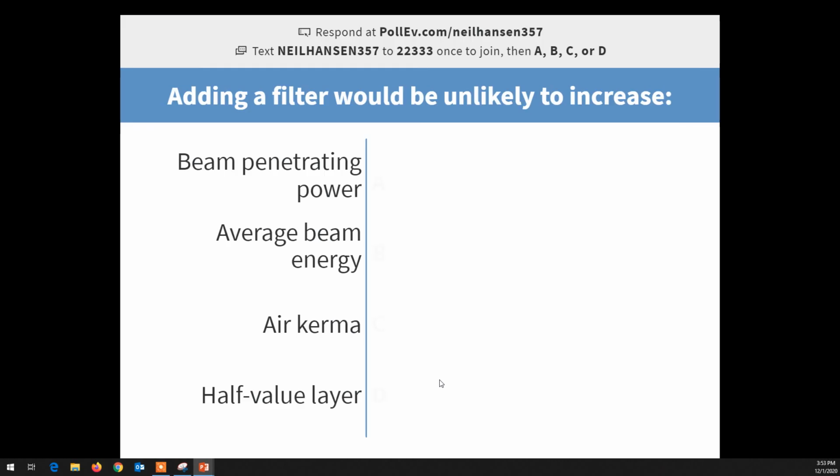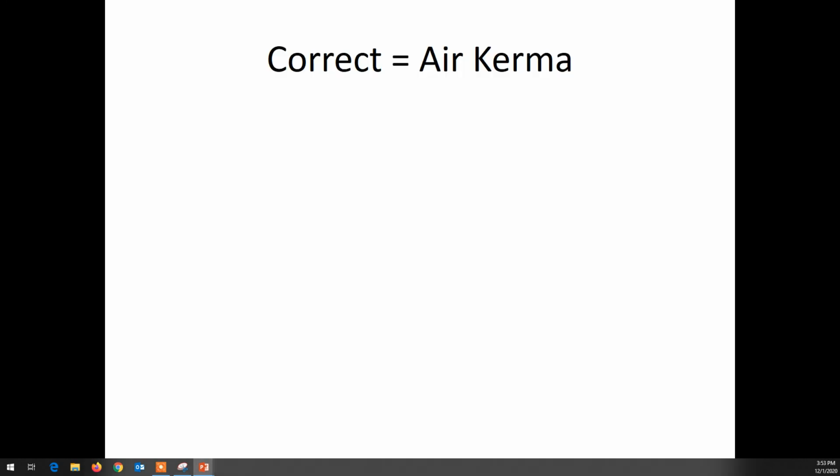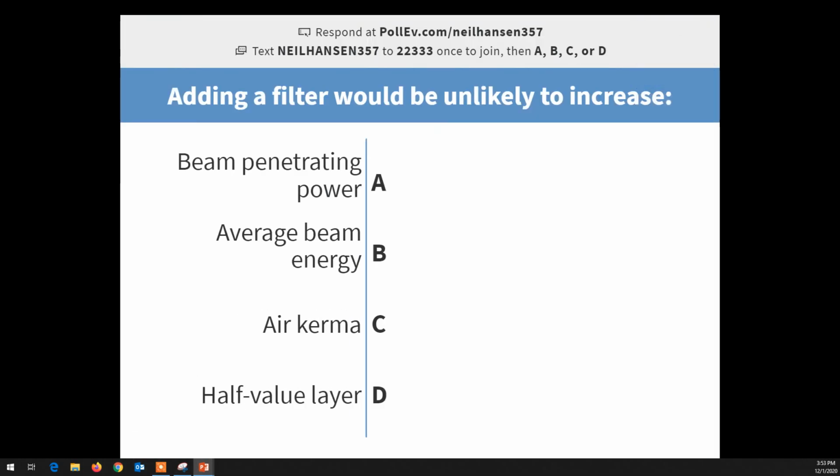Adding a filter. So if you added a filter, which would be unlikely to increase? The correct answer is air kerma. If you think through it, if you add a filter, you're going to remove lower energy photons, and that's actually going to increase the beam penetrating power.